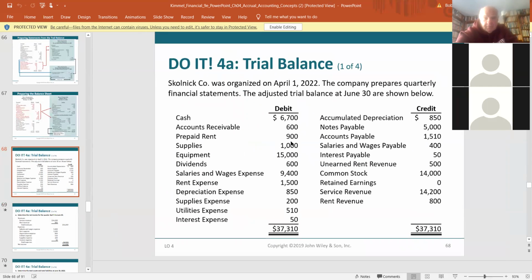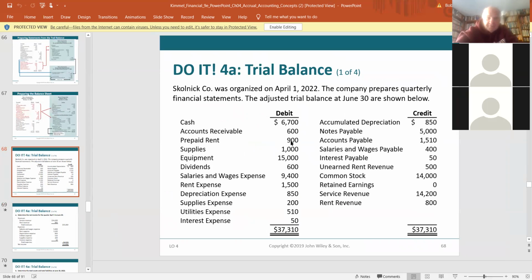Skolnick. Do it, it says. Skolnick, I like that name. Was organized. The company prepares quarterly financials. Here's the trial balance, huh? This is the adjusted trial balance. I have a feeling they're going to ask us to do the financial statements. So how would we do them?